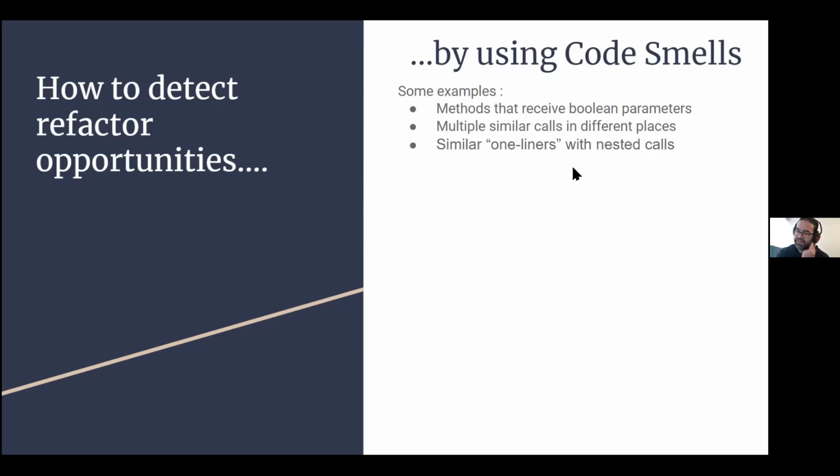Multiple similar calls in different places, where you see the same patterns, even if it's method A calling method B and C, and then a similar approach in another place, just with some other lines in the middle, but it looks like the same pattern. What I call one-liners, we'll see what it's about, but you probably have seen them. I will show you a little bit later.